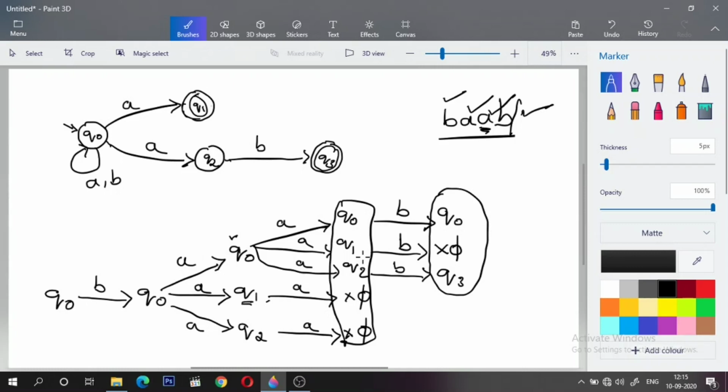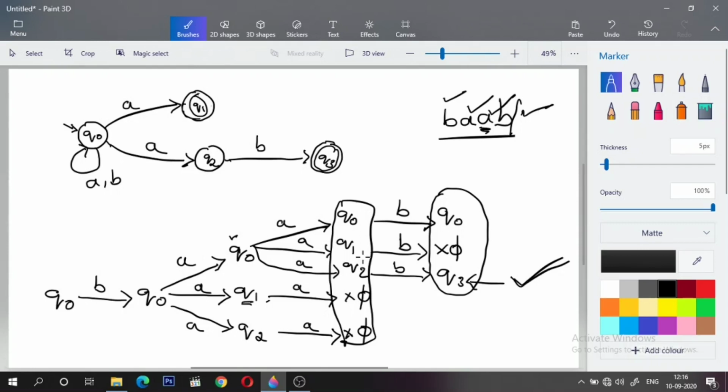Now, how do we determine whether this string is accepted or rejected? It's very simple. Upon encountering the entire string, upon encountering the last character, if I end up in a set of states which has one of the accepting states, then my string is accepted. So where did I end up upon encountering B? I ended up in Q0, some dead path, or Q3. Among these, do I have an accepting state? Yes, I have one accepting state. Q3 is one of the accepting states in my transition diagram. So my string BAAB is accepted.